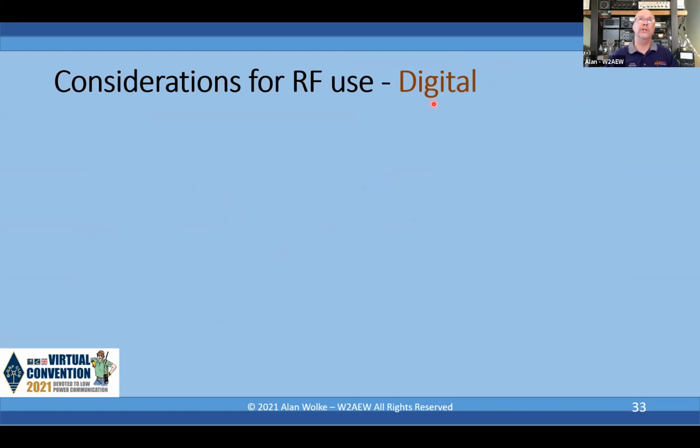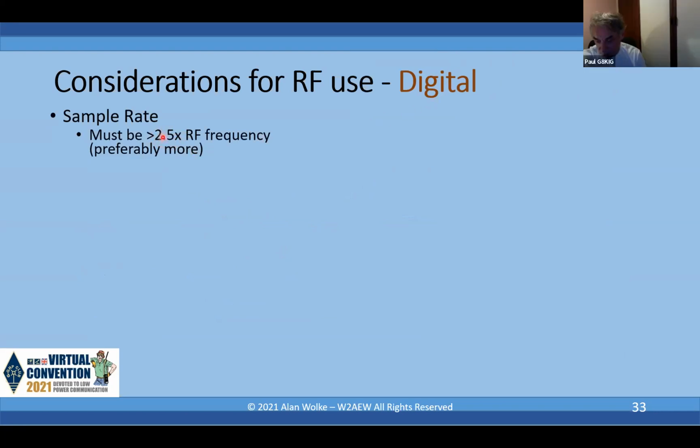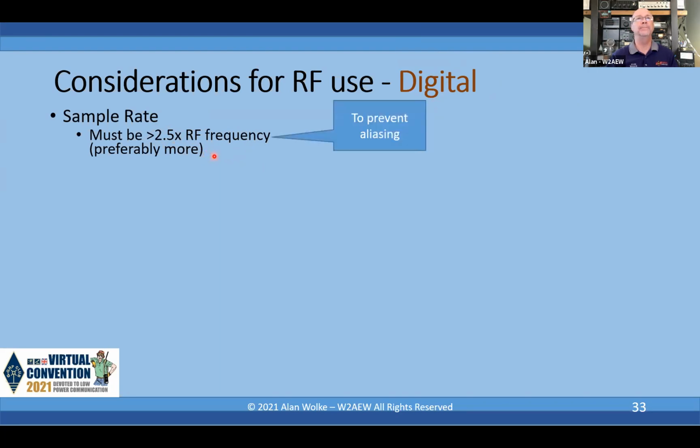So some more considerations here. One is sample rate. Sample rate has to be greater than 2.5 times your RF frequency. Now, Nyquist says it has to be greater than 2 times, right? But the problem with Nyquist is that with 2x sampling, two times the RF frequency, you're only grabbing 2 points with each RF cycle. You're not going to get anywhere near accurate amplitude measurements by doing that. So the general rule of thumb for RF is at least 2.5 times the RF frequency, and preferably more.